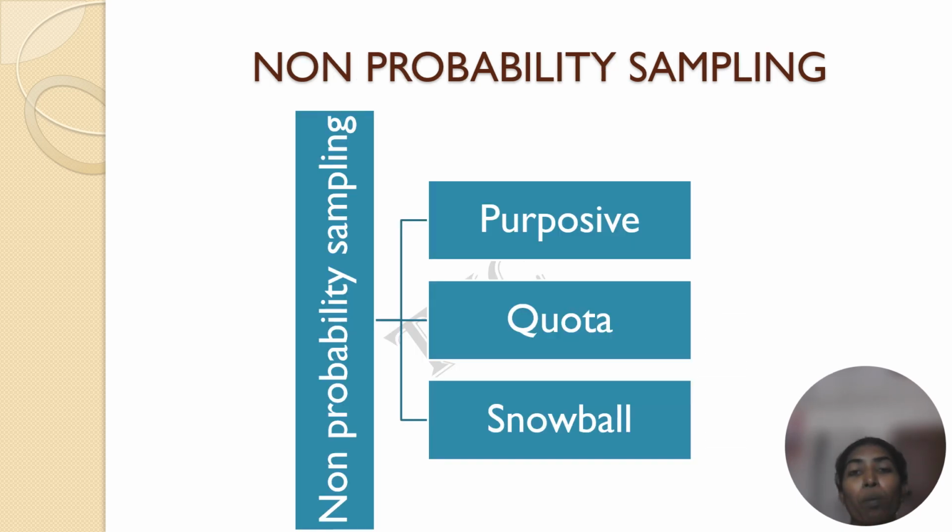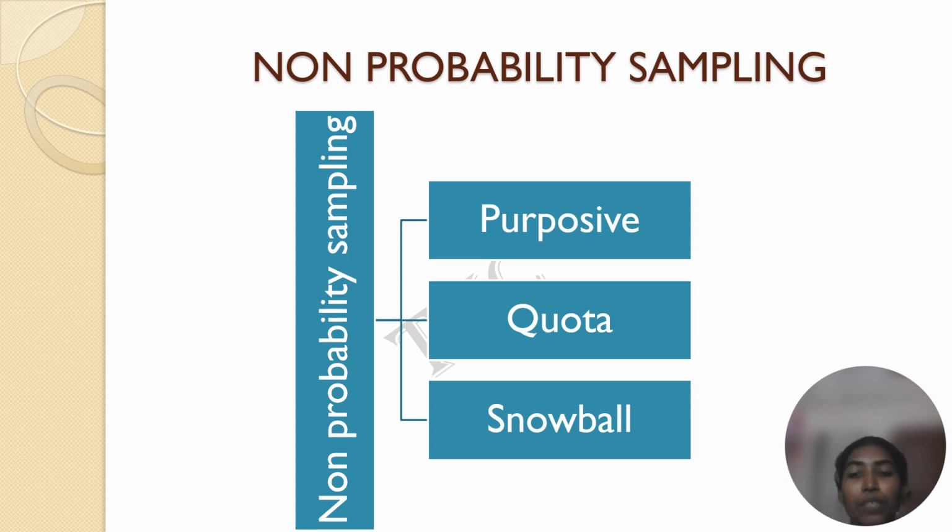So, non-probability sampling. Non-probability sampling can be used only when your universe is not defined. You are not able to identify the size of your universe. Population size cannot be known. But using non-probability sampling will not provide an equal chance to all the members in the universe.